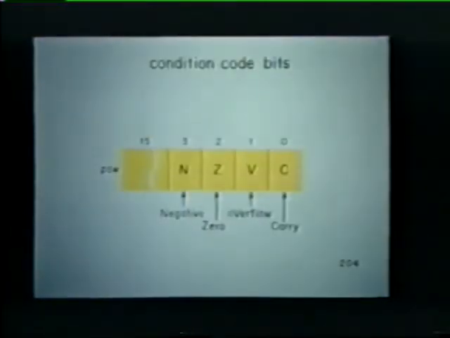The 4 condition code bits are the 4 lowest bits in the processor status word, or PSW. Each bit indicates a specific condition. Thus, there is a negative bit, a 0 bit, an overflow bit, and a carry bit. We're going to study these 4 bits one at a time, beginning with the simplest, the 0 or Z bit.